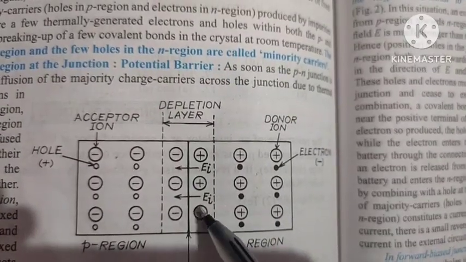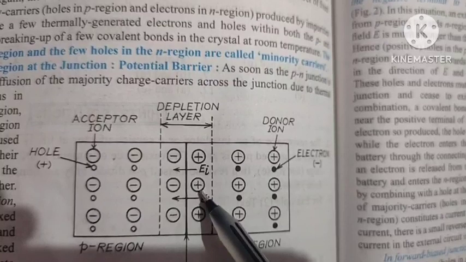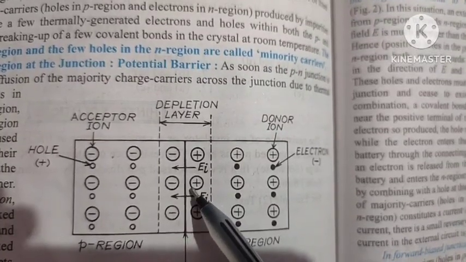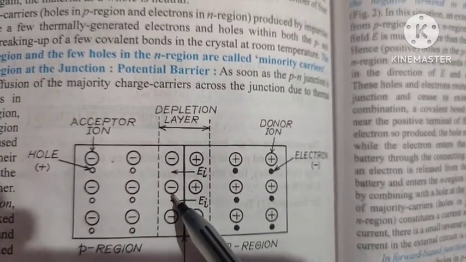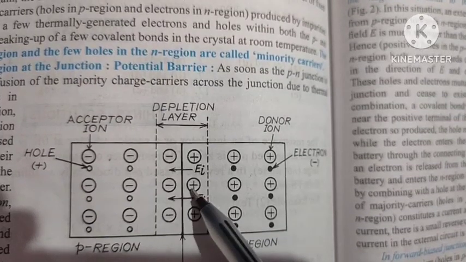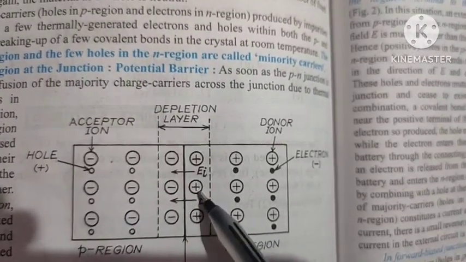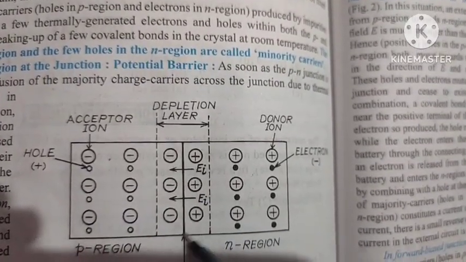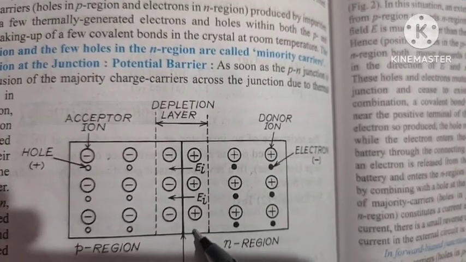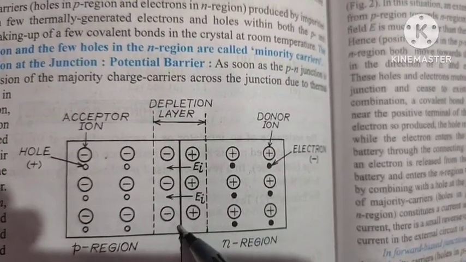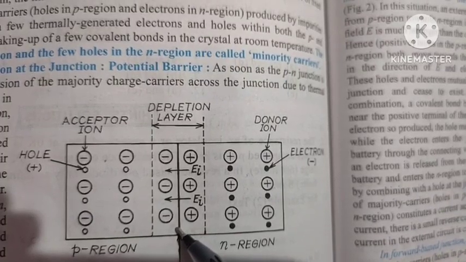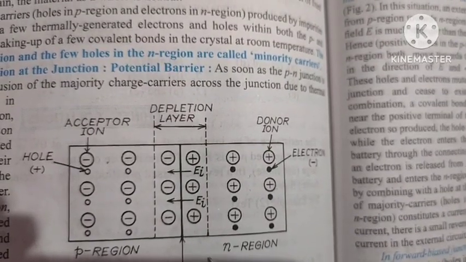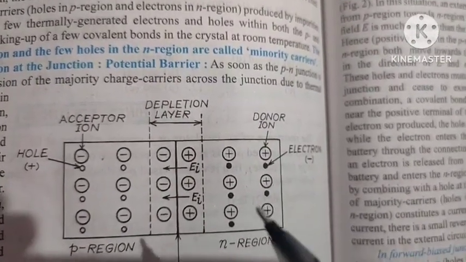And since there is an electric field set up between the positive and negative charge, there will be a potential also set up between them. The potential difference which is developed across this depletion region is called the potential barrier. And the value of this potential barrier is around 0.3 volt for a germanium p-n junction and 0.7 volt for a silicon p-n junction.